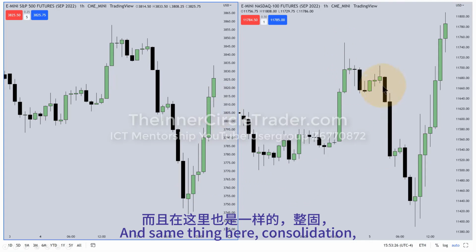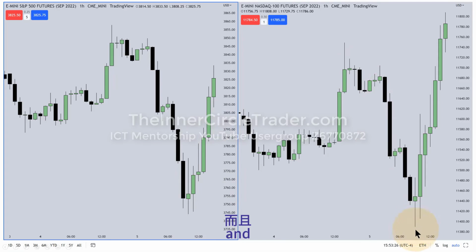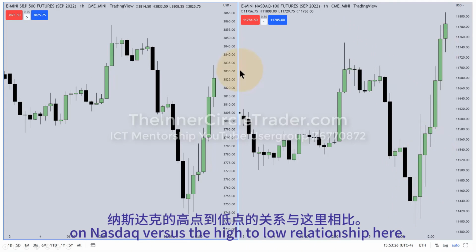And same thing here. Consolidation. Breaks lower. Institutional order entry drill here. Breaks down. And tears off higher. Now notice the relationship between the low to this high on NASDAQ versus the high to low relationship here.